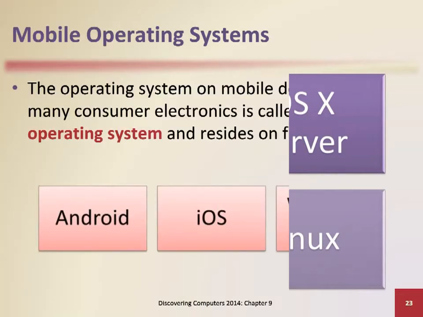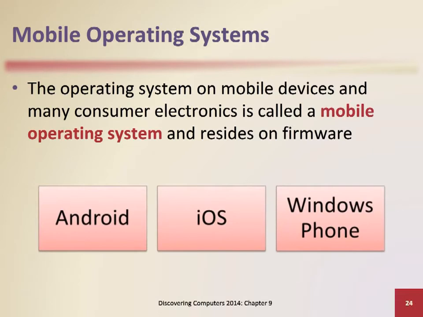The operating system on mobile devices and many consumer electronics is called a mobile operating system and resides on firmware. Mobile operating systems typically include or support calendars and contact management, text messaging, email, touch screens, accelerometer, digital cameras, media players, speech recognition, GPS navigation, a variety of third-party apps, a browser, and wireless connectivity.